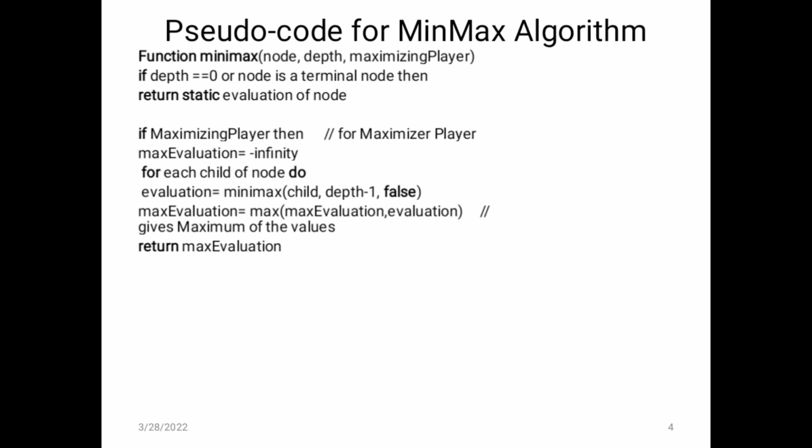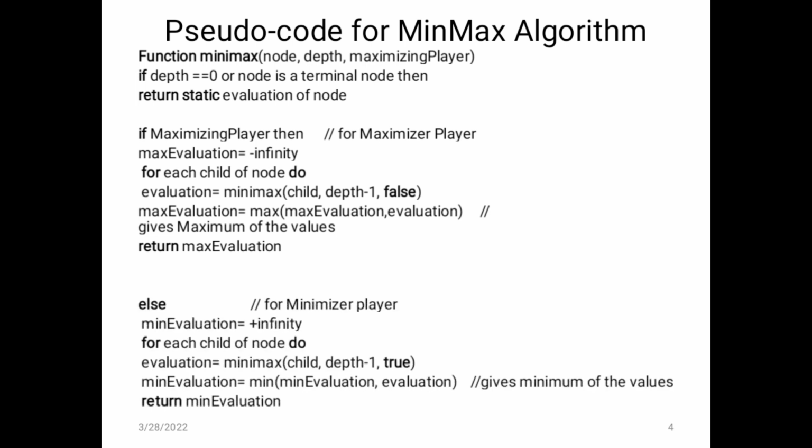For nodes other than terminal nodes or depth 0, that is the remaining intermediate level nodes or initial level nodes, we calculate the node value based on the type of node. If it is a max player node, then its value is obtained by selecting the max of its children. If it is a min player node, we evaluate the node value as the min of its children.